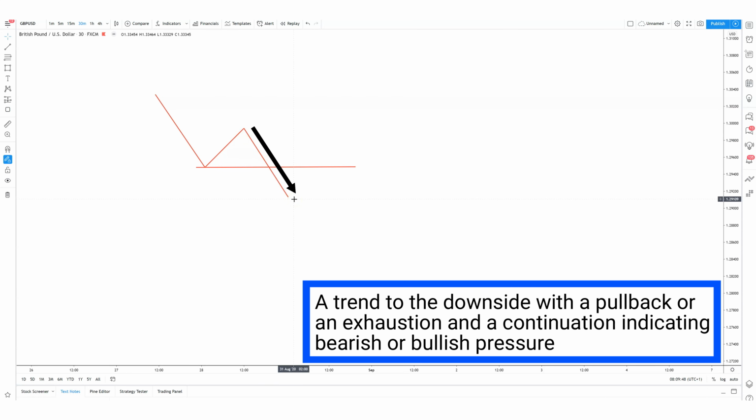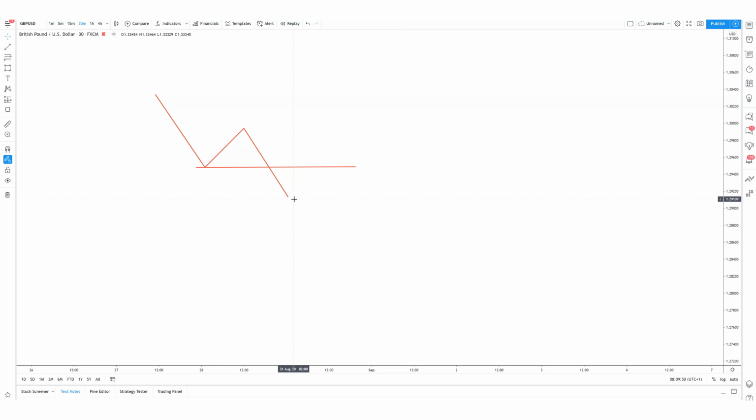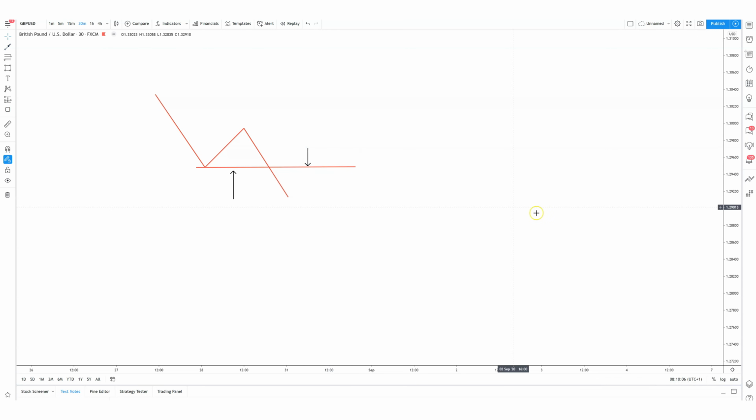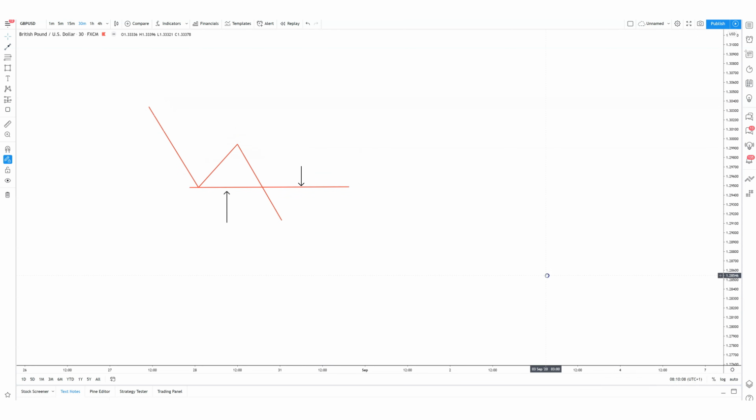Now, what we suspect the market to do as part of theory and what price action does on a daily basis is once it breaks structure or a key level in the market and makes new lows, more often than not, price will respect this level in the future. Now, does it need to respect it? Not necessarily. And does it mean that if price starts to break above this level that we're now not sell bias, or should I say buy bias? Well, no, not really. But what we're going to do today is keep it very, very simple.